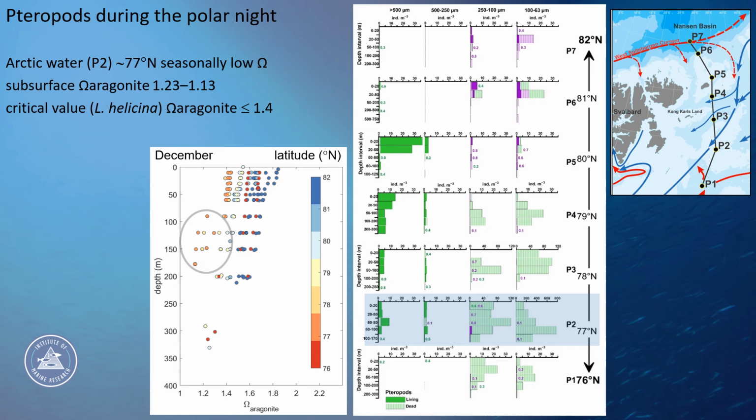To take a closer look at the pteropod abundance in relation to the water column chemistry, I show the distribution of aragonite saturation states in the upper 400 meters. I've just highlighted the conditions that were found at P2, which was typical Arctic-like conditions, which showed seasonally low saturation states. We can see here that the values for the aragonite saturation in the subsurface layer were actually less than the critical values for Limacina helicina and may present ocean acidification conditions and be detrimental to shell formation.